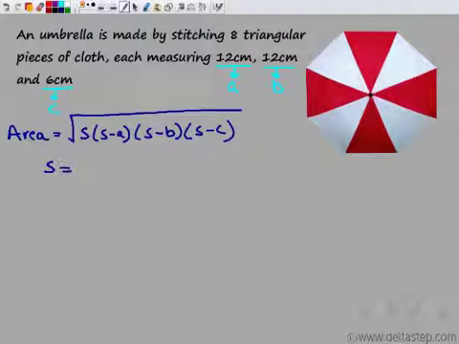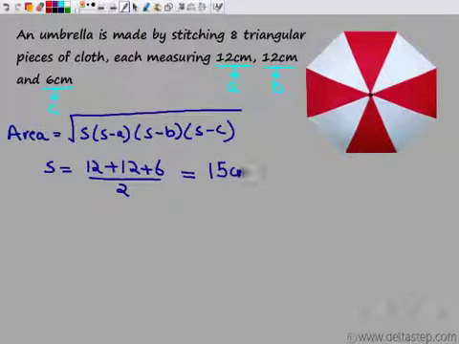Semi-perimeter. So perimeter would be 12 plus 12 plus 6 and semi-perimeter, divide by 2. So 12 plus 12, 24 plus 6, 30. 30 by 2 gives me 15. So I get here 15 centimeter as S. So I know S now. Let's try to apply it in the area formula.